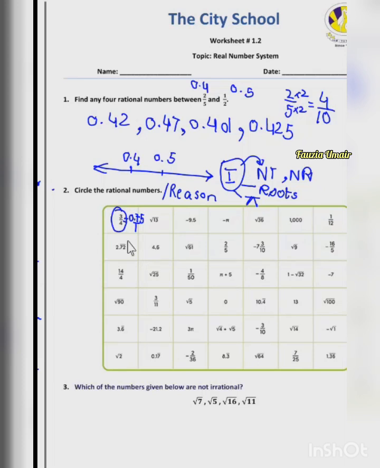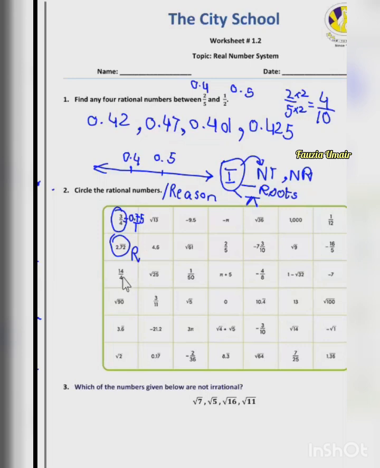So what kind of decimal is this? Recurring. That's right. So this recurring decimal is a rational number. The reason is because this is a recurring number.